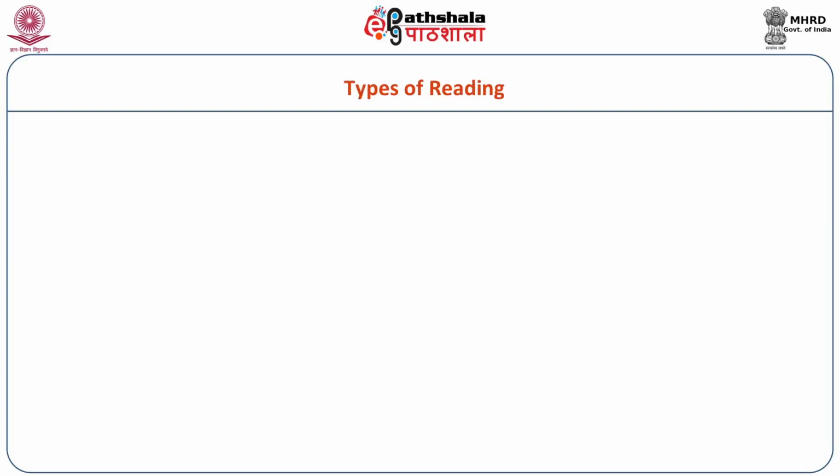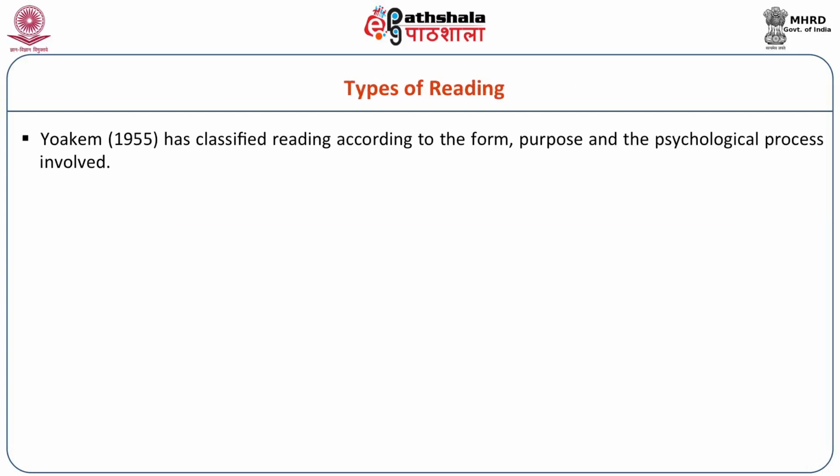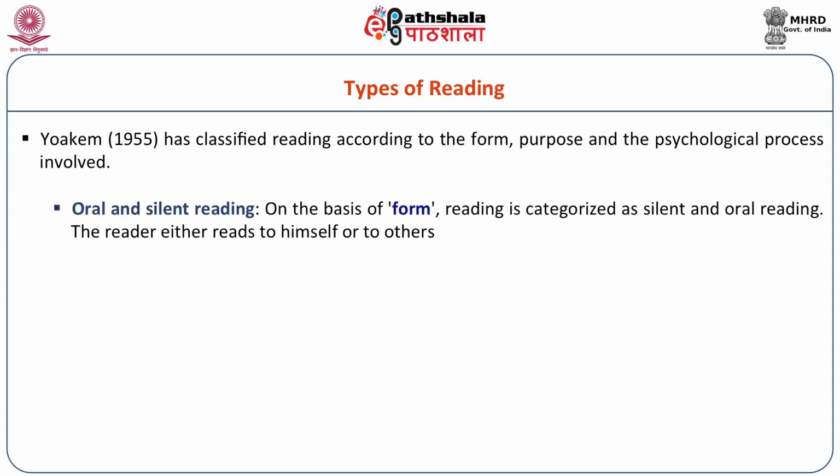There are various types of reading. Yoakum has classified reading according to the form, purpose, and the psychological process involved, like oral and silent reading. On the basis of form, we can read as a silent reader. The reader either reads to himself or to others. That is one factor. When he is reading to himself, then that reading most of the time is silent reading.